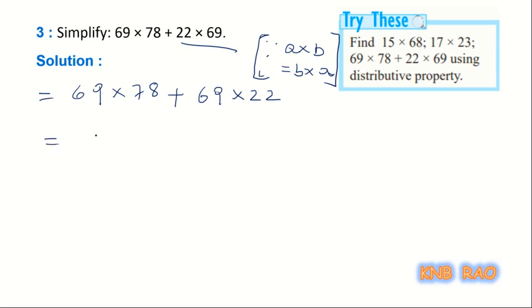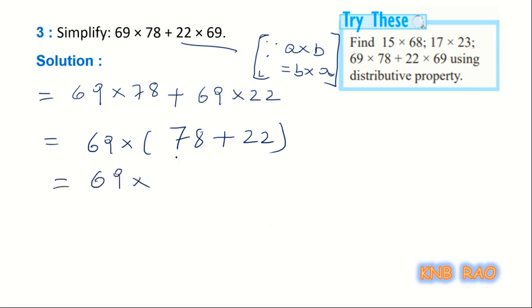Now taking 69 common, that is the reverse of distributivity, we get 78 plus 22 inside the bracket. Now 69 into 78 plus 22, which is 100. So the product of 69 and 100 is 6900. This is how we can simplify the given third question.